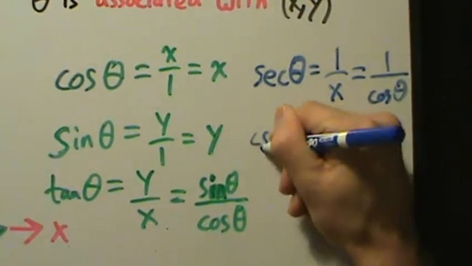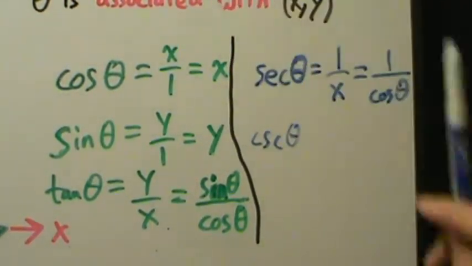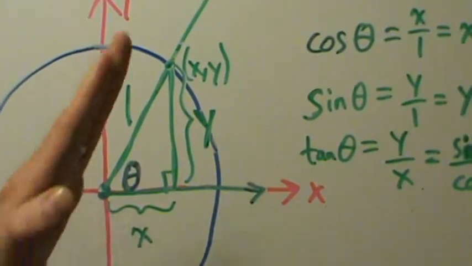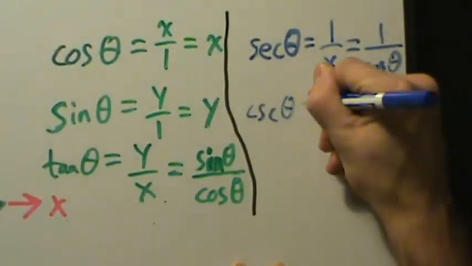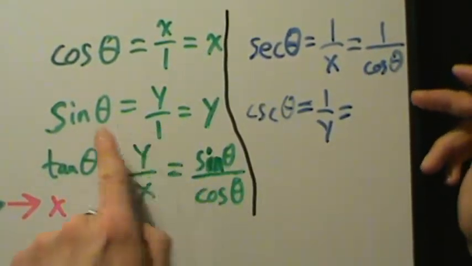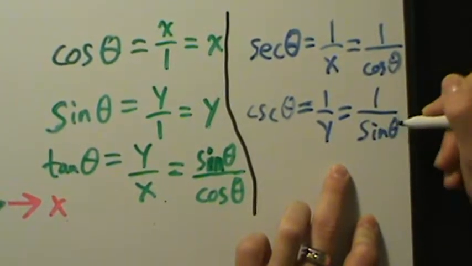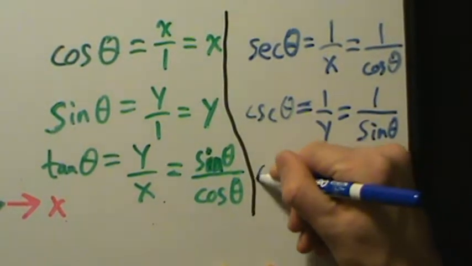That is the secant of theta, that's great. What about the cosecant of theta? Let's separate these so they don't run together. Remember from right triangles, the cosecant is the hypotenuse divided by the opposite side, which for this right triangle is 1 divided by y. So the cosecant of theta is 1 divided by y, but y is the sine of theta, so this reciprocal identity still holds. Cosecant of theta is still 1 over sine of theta. How about the cotangent of theta?